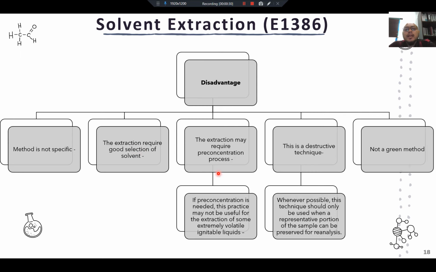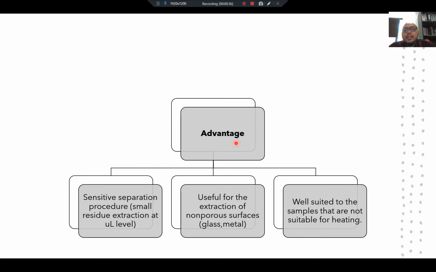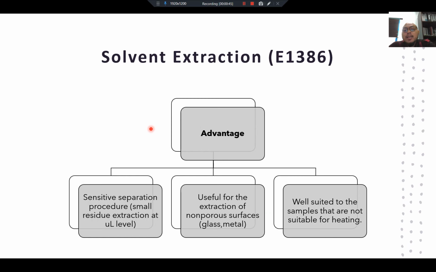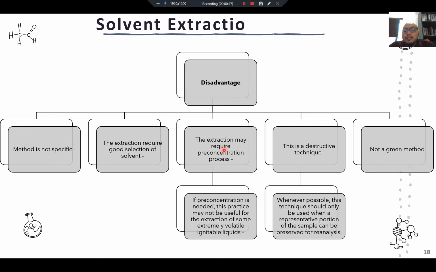The extraction may require a pre-concentration process. As we saw before, you may require a number of solvents. Because of the high volume of solvent, your sample might get diluted, so you need to pre-concentrate it.